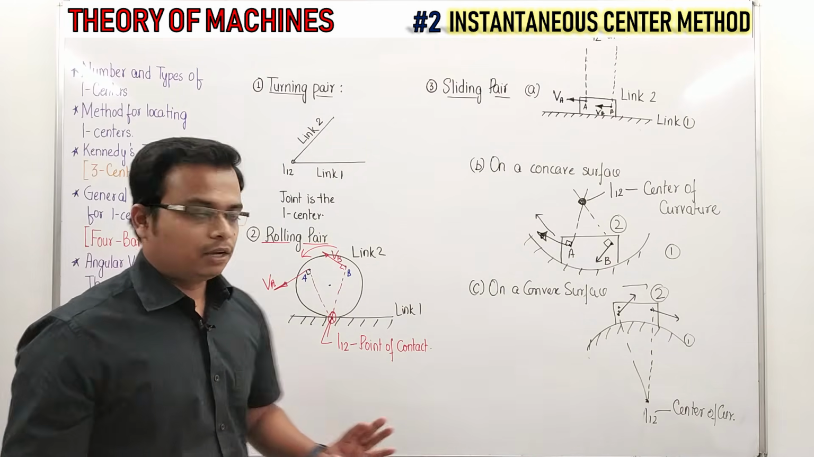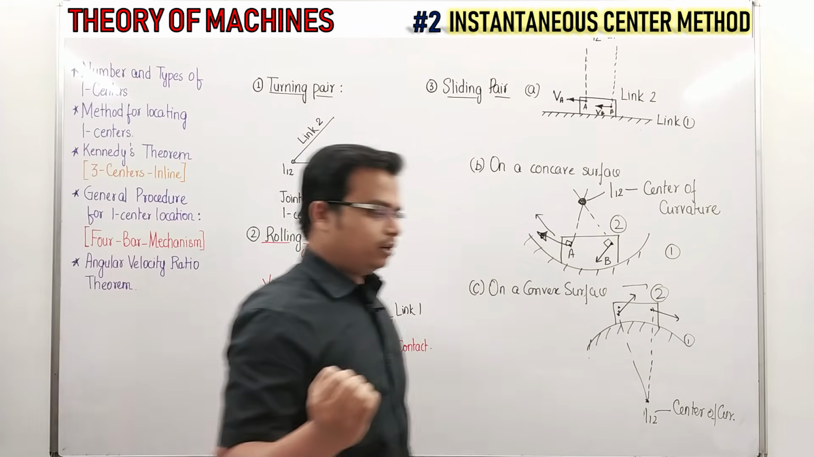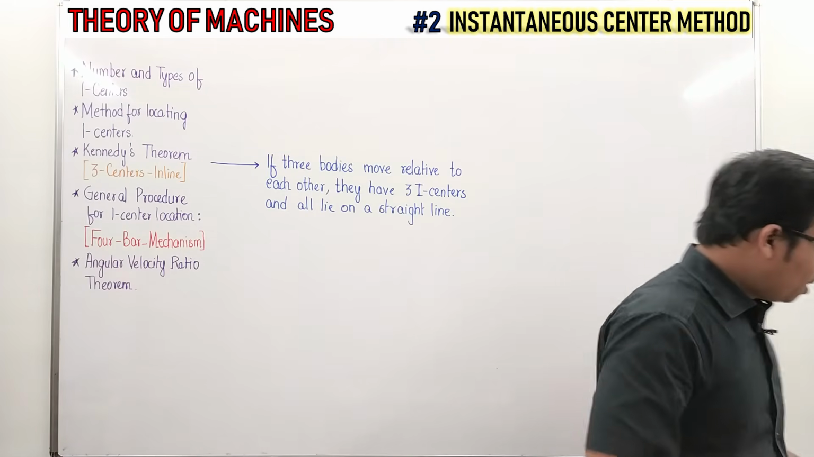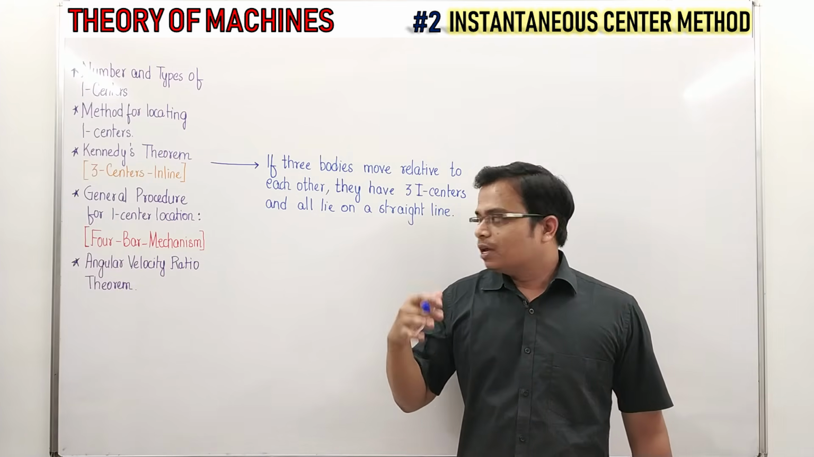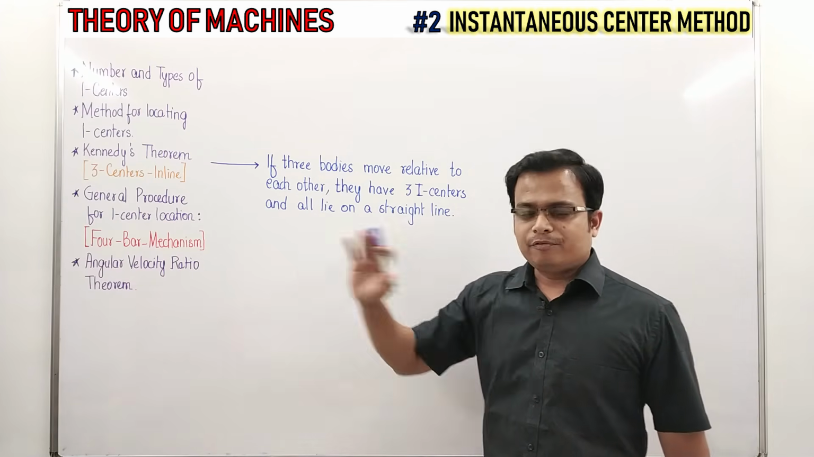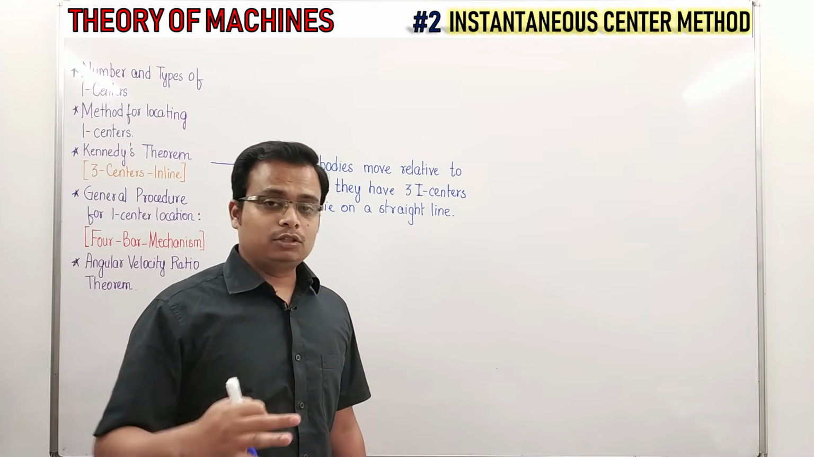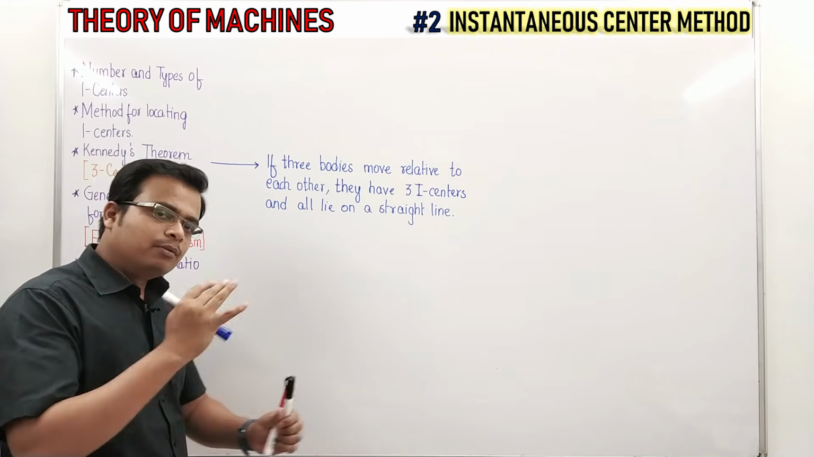That's for sure. Now let us talk about the third section, that is Kennedy's theorem. Very important. So just take a look at the statement, and this is the statement given by Arnold Kennedy. Very important, and this is actually associated with 3 links, 3 bodies or 3 members which are connected to each other and are going to move.